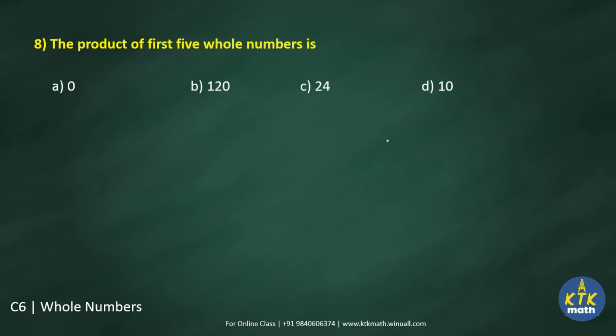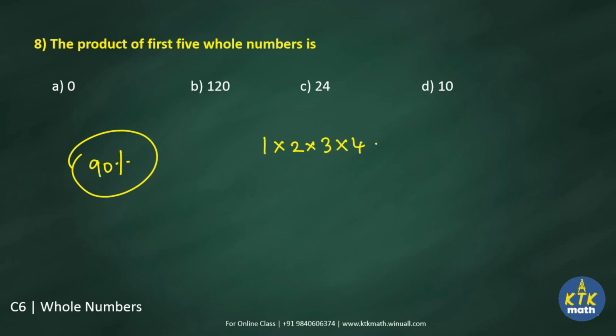Now question number 8. The product of first 5 whole numbers. It's a very interesting question, children. Product of first 5 whole numbers. More than 90% of students commit a mistake in this, because they multiply the numbers 1 multiplied by 2, multiplied by 3, multiplied by 4 and 5. It's absolutely wrong, because the question is asking about whole numbers.